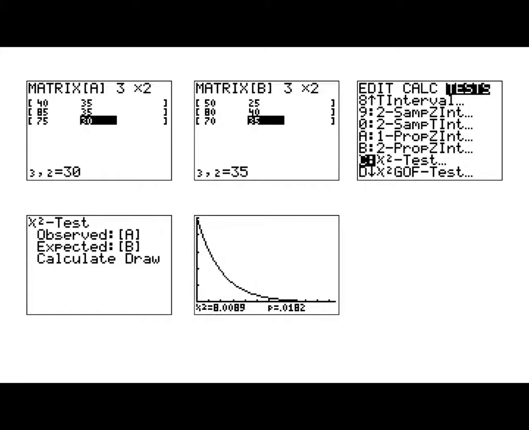In a test for independence, you're always going to assume that the events are independent. So in this case, would I reject or fail to reject the null? Reject. I would reject the null. So I believe that gender and political party are dependent. They are not independent.